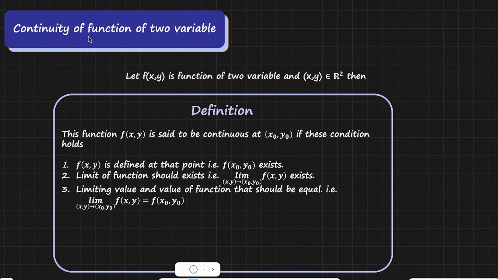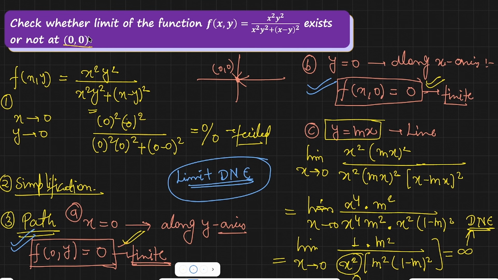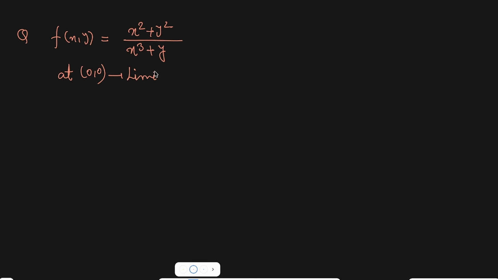Okay, now come to the continuity of the function of two variables. Before going to this, I want to explain one more question related to the limit. Let's say you have this kind of problem: f of x comma y is equal to x square plus y square upon x cube plus y. Find out the limit at 0 0. Now how to deal with this type of question?